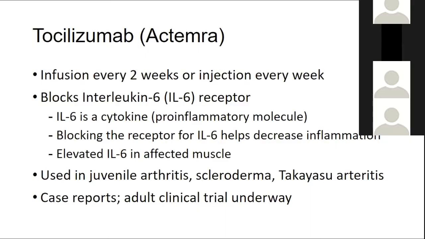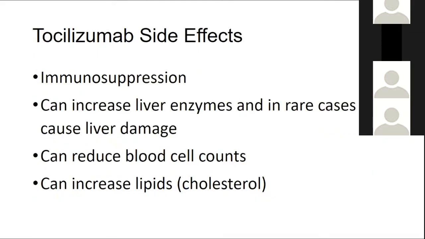We already use this medication in juvenile arthritis. We are using it off-label in things like scleroderma and vasculitis, but it is FDA approved for certain types of juvenile arthritis. There are case reports of using Tocilizumab in patients with myositis that have shown it to be effective in certain patients, and there's a clinical trial underway in adults.